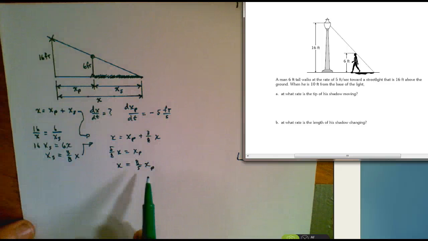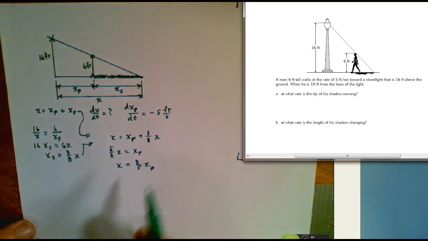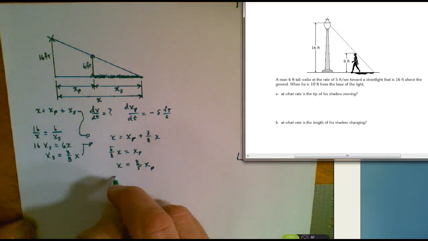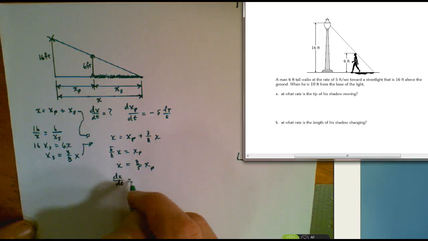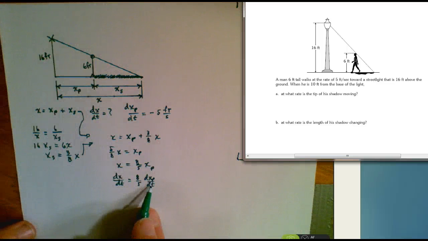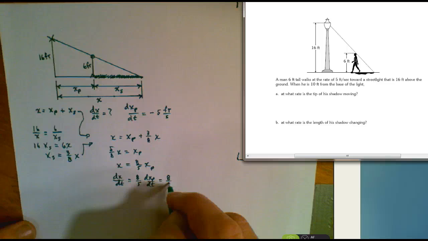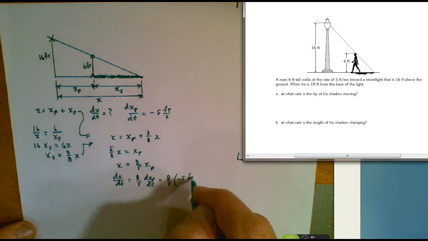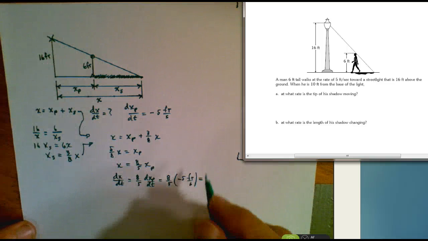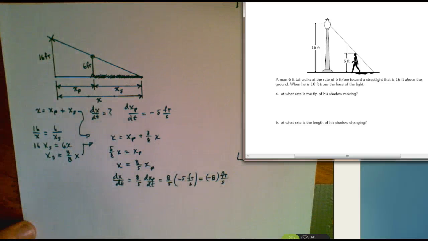And what that means is that if I take the distance x sub p, no matter what it is, the distance x will be 8/5 times that. Well, we can also differentiate this, so we can say dx dt is equal to 8/5 dx sub p dt. And since now we know the value for dx sub p dt, we can go ahead and substitute that, and we will say this is 8/5 times negative 5 feet per second, and that leaves us with a final answer of negative 8 feet per second. Okay, so now we found the rate at which the tip of the shadow is moving. It's moving to the left at negative 8 feet per second.